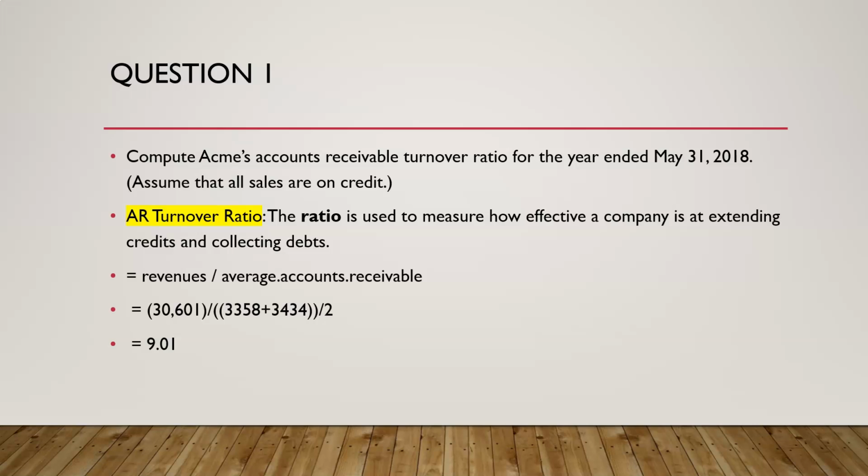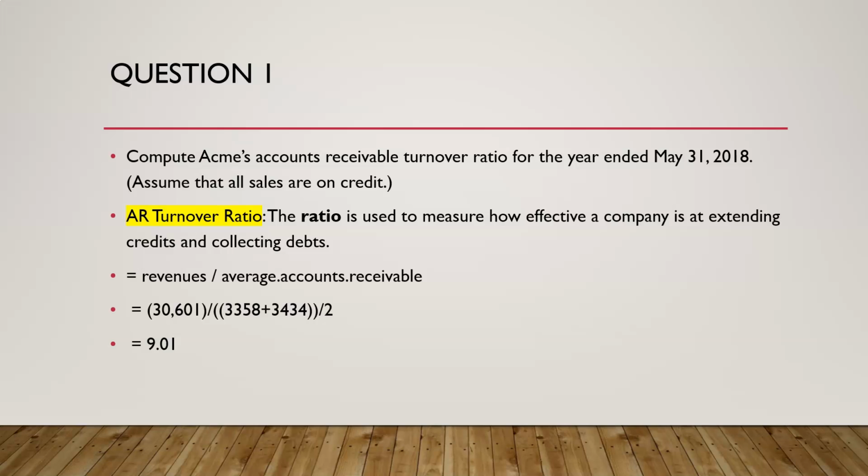Now let's define what the accounts receivable turnover ratio is. The ratio is used to measure how effective a company is at extending credits and collecting debts. That means how effective a company is in collecting its debts from its customers or in extending credits to its customers. So the formula for accounts receivable turnover ratio is revenues over average accounts receivable. Average accounts receivable is the receivable from this year and the last year. So for this example, it should be the years 2018 and 2017.